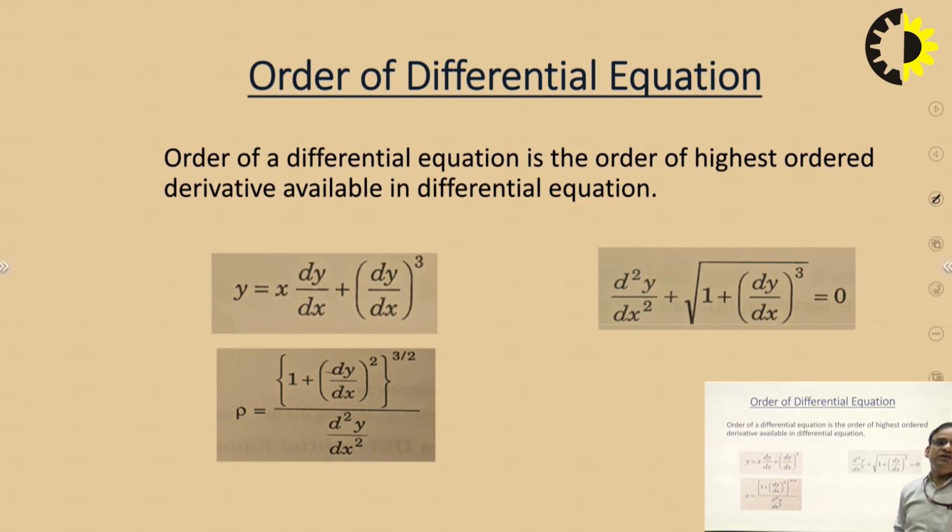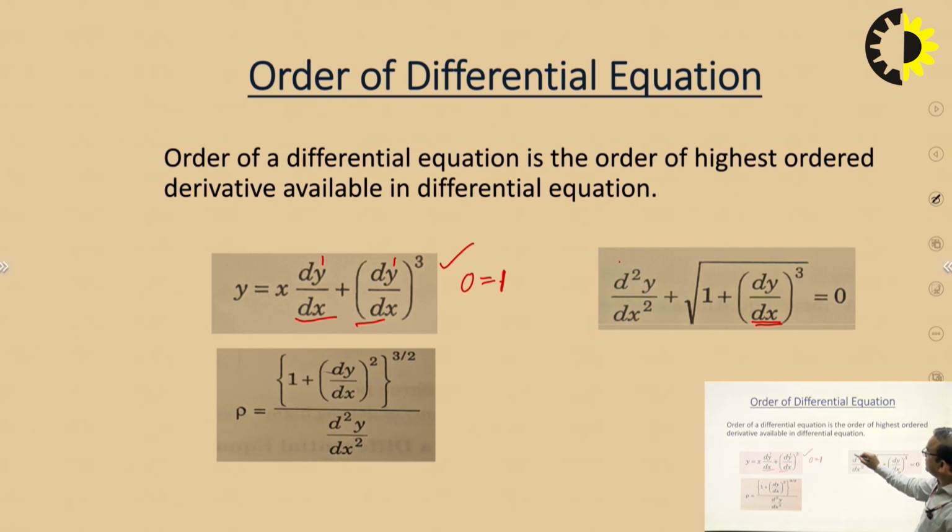So the order of a differential equation is the order of the highest ordered derivative available in the differential equation. For example, in this equation, if we observe, the highest order derivative is of first order, and here it is also a derivative of the first order. So the order of this equation is equal to 1.